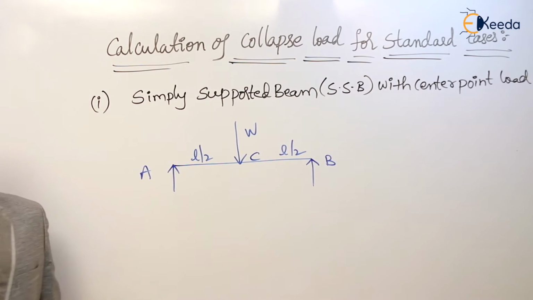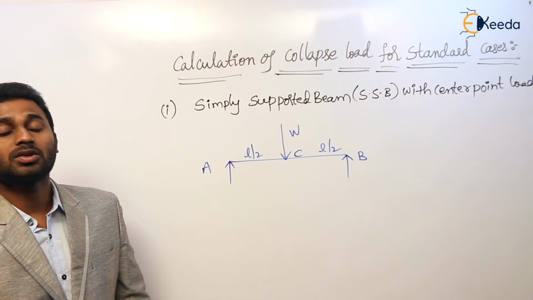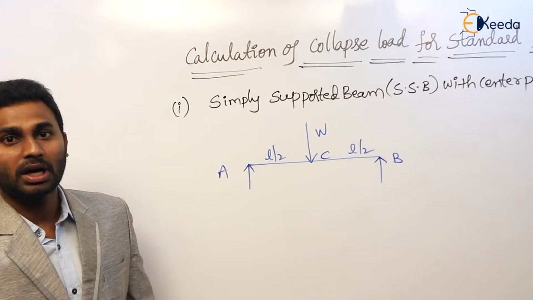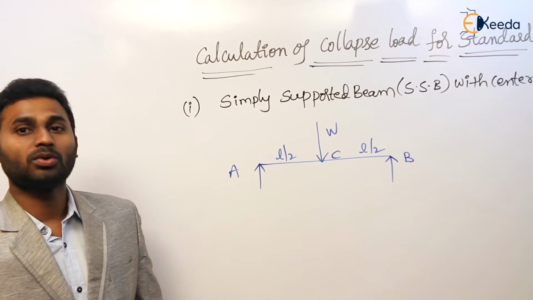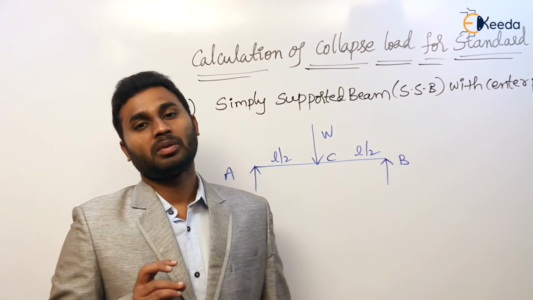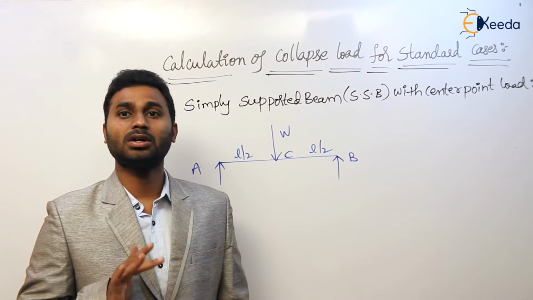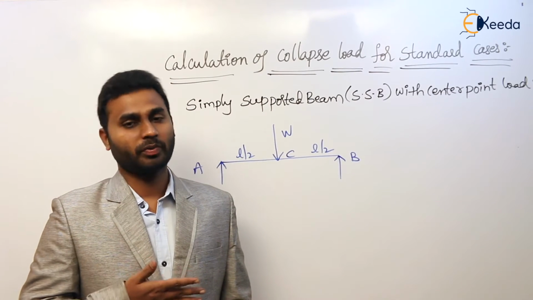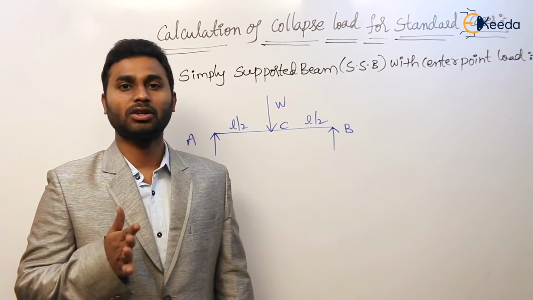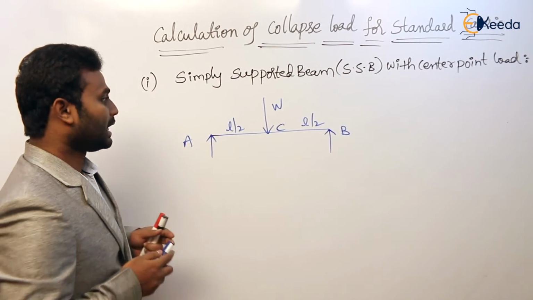So in the calculation of collapse load, we have to again recollect all the concepts we have discussed so far. That is the number of plastic hinges required for collapse, what is the formula for the number of plastic hinges, what is meant by principle of virtual work, and the locations of plastic hinge formation. Hope every concept for the calculation of collapse load is clear to you. Now I'll continue the calculation of collapse load.